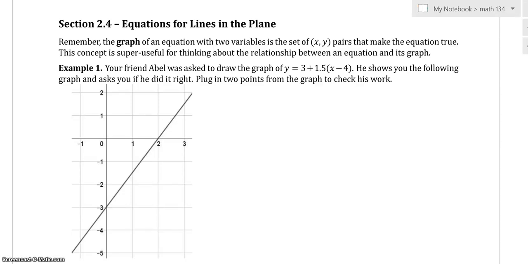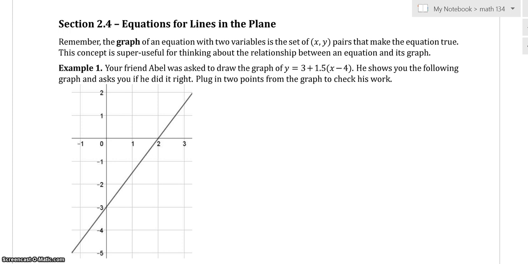Today we're going to work on the notebook on section 2.4, Equation for Lines in a Plane. And I'm just going to read that first paragraph there. Remember, the graph of an equation with two variables is the set of ordered pairs, x, y pairs, that make the equation true. This concept is super useful for thinking about the relationship between an equation and its graph. And to see this, let's look at example 1.